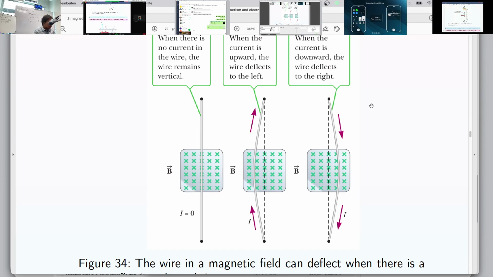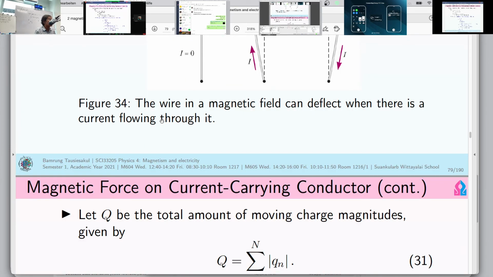I think we arrive at the second problem in Biot-Savart law, right? Which is on page 74, right?